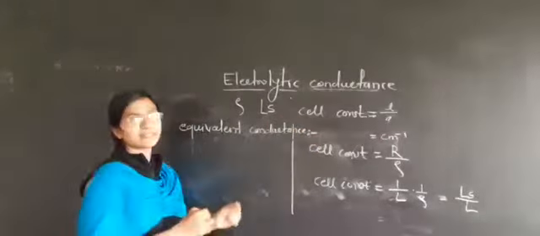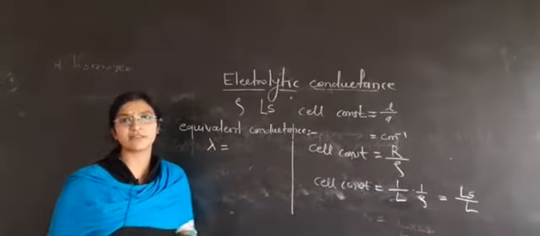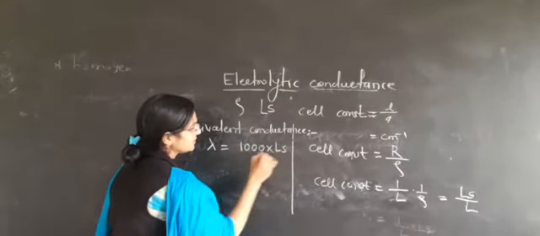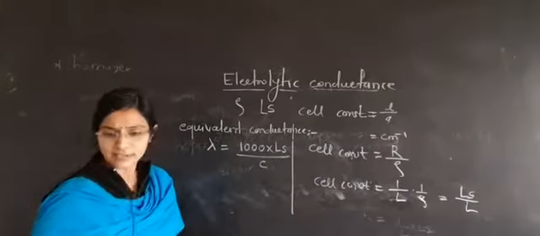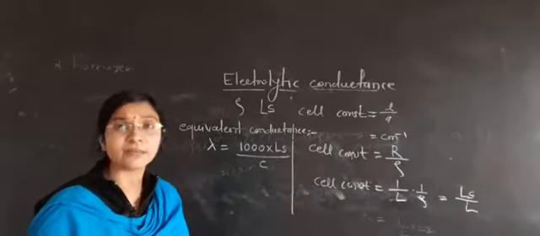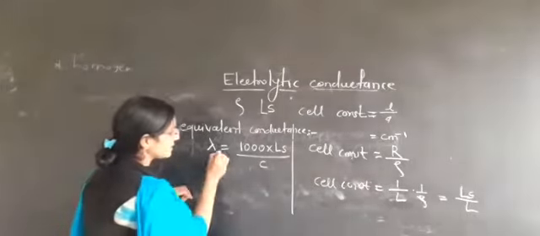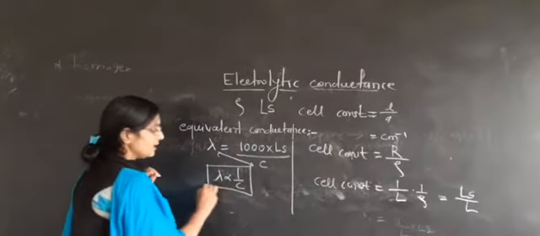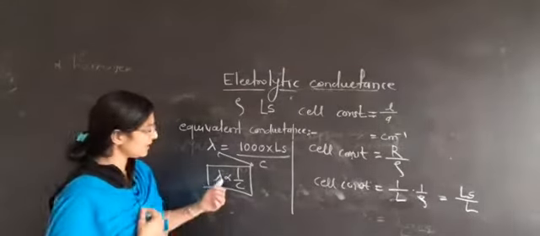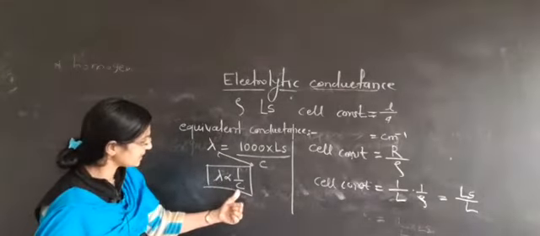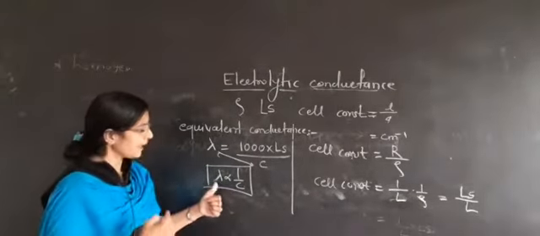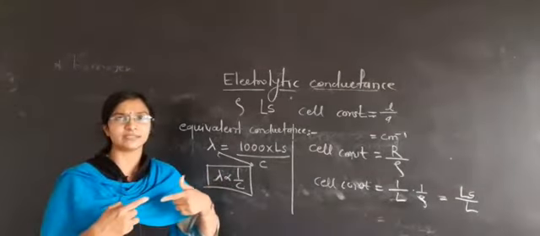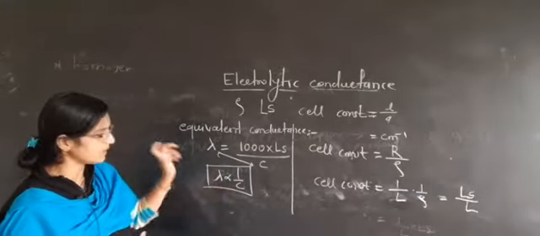Equivalent conductance is denoted by lambda, and the equation developed for it is 1000 into Ls upon concentration. Students, it's a very important phenomenon that equivalent conductance is inversely proportional to the concentration. Always remember that if the concentration decreases, equivalent conductance increases, and if the concentration increases, equivalent conductance decreases. This is known as the inverse relationship between concentration and equivalent conductance.